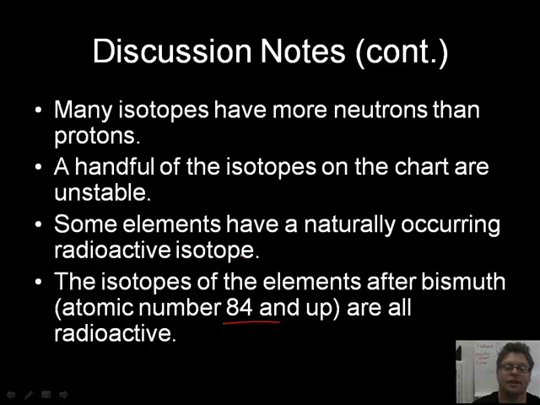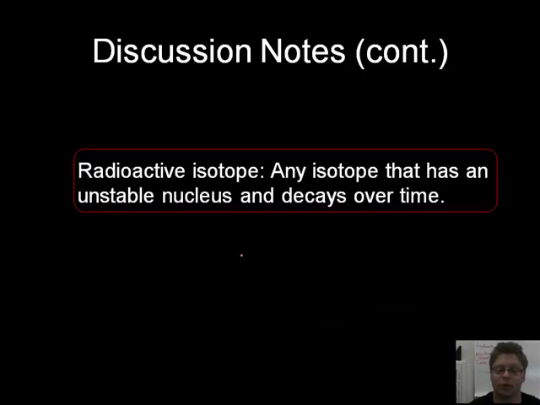Some elements have a naturally occurring radioactive isotope. Other ones, you can create a radioactive isotope, and we'll be looking at how that works. A radioactive isotope is any isotope that has an unstable nucleus and decays over time. The amount of time that it takes to decay is what we call the half-life.